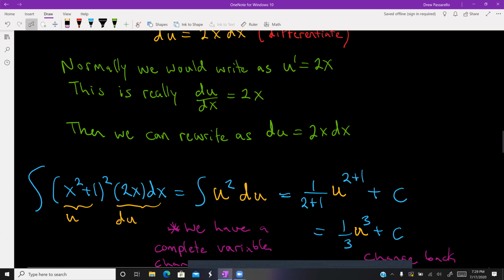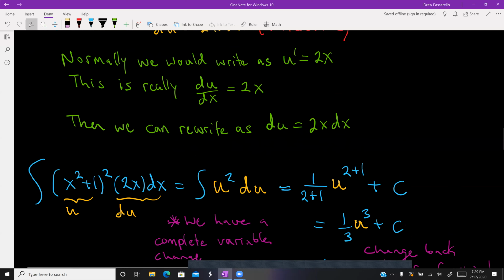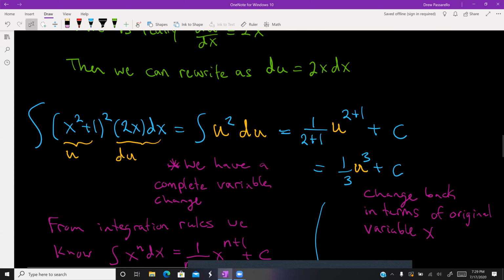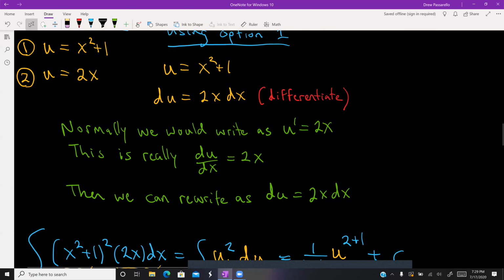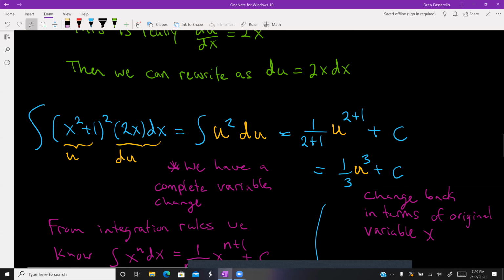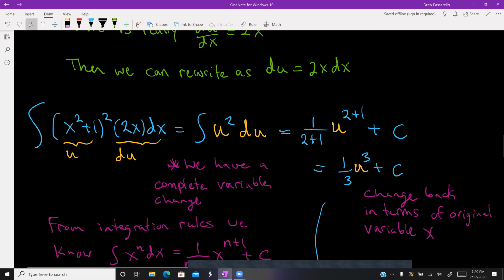All right, now combining this into the problem. So we had our x squared plus 1, that's u, and then the 2x dx thing, that is what du is. So I wrote it in yellow. Now it's u squared and then du.